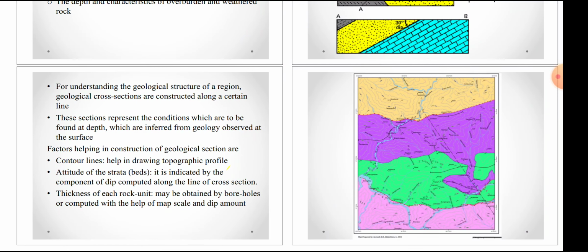For understanding the geological structure of a region, geological cross sections are constructed along a certain line. These sections represent the conditions which are to be found at depth, which are inferred from geology observed at the surface.